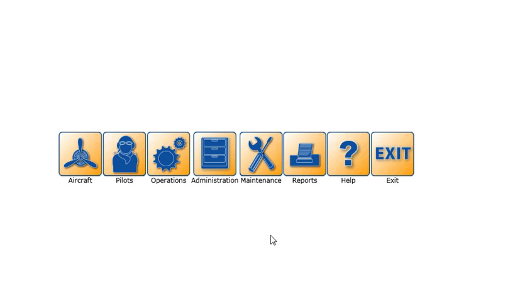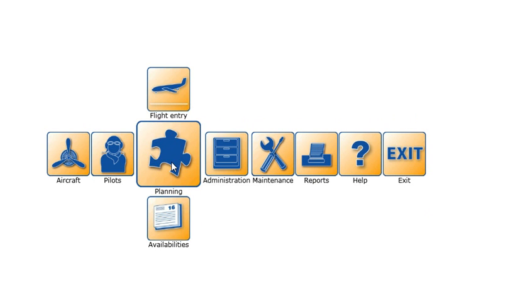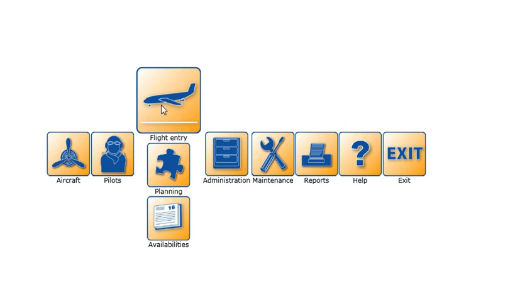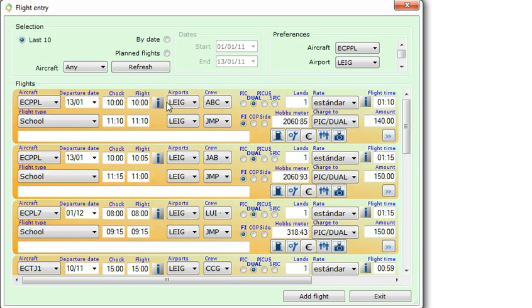Let's get a quick view of the flight entry window. It's accessed from the main menu and the flight entry option. The flight entry window is divided into two parts. The upper part decides which flights are shown in the lower part of the window.